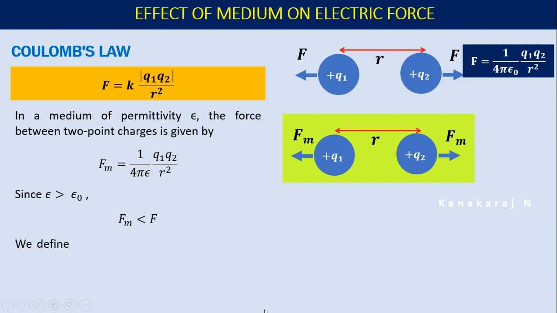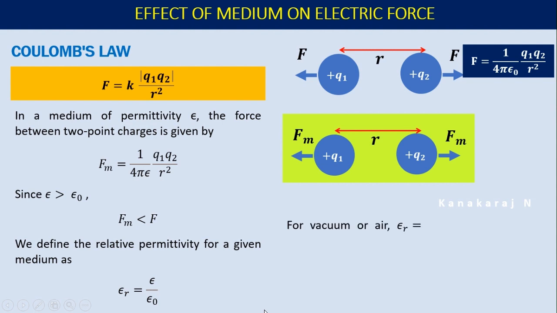So we define the relative permittivity epsilon r equals epsilon by epsilon naught. Relative permittivity is the ratio of the permittivity of the medium to the permittivity of free space. So for vacuum or air, epsilon r equals 1, and for all other media, epsilon r is greater than 1. So Fm equals 1 by 4 pi epsilon naught epsilon r Q1 Q2 by r square.